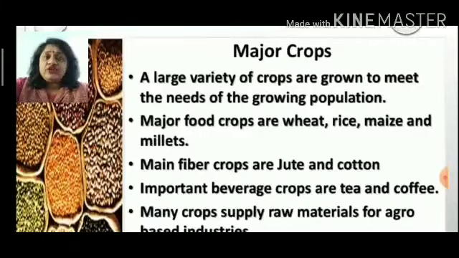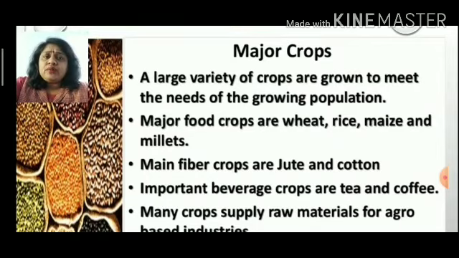So here we are with the next topic, that is major crops. A large variety of crops are grown to meet or to satisfy the demands or the needs of the growing population. Major food crops are wheat, rice, maize and millets. So children, these are the basic or staple food crops which are required by everyone.